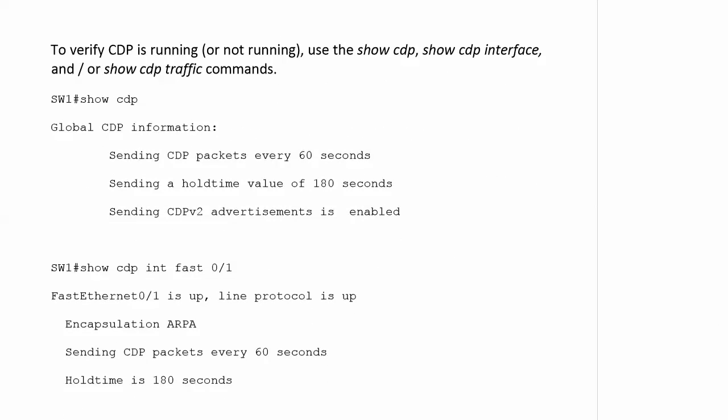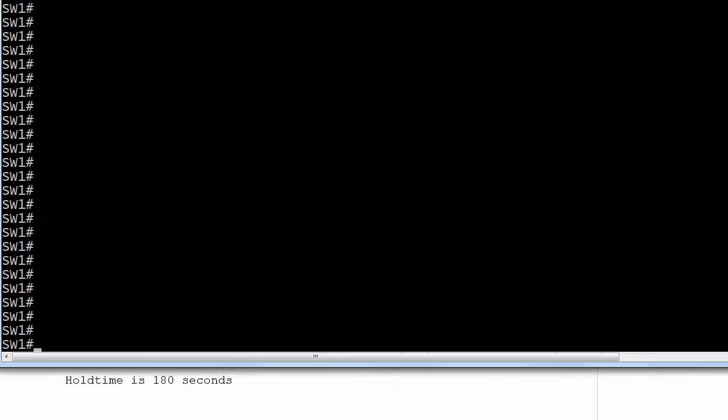Now I'm going to show you these three commands live, but to verify that CDP is running or not running, you want to use the show CDP interface and/or show CDP traffic commands. Show CDP traffic, I don't think you're going to run a lot. I'll show you the output of it. The one I like to use really is just show CDP. And if you have a feeling that it's not running on an interface, you can run show CDP interface as well. Let's go ahead and bring that live equipment up.